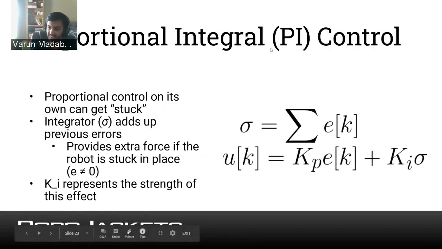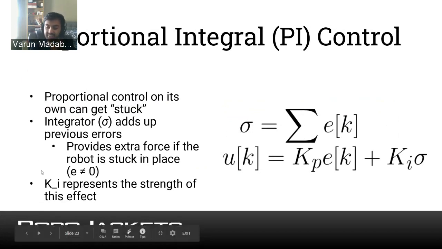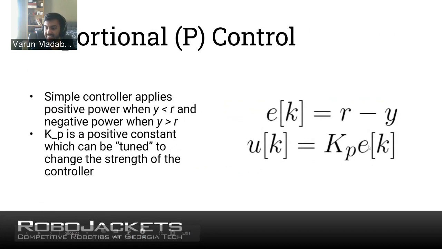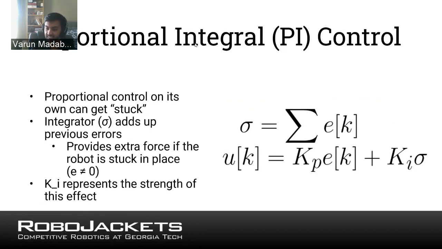So proportional integral control is adding on an extra step to the proportional control. So proportional control on its own can get stuck. For example, if you're really close but not exactly at your goal, E is going to be very small, Kp times E will be very small, and then U will be very small. And the end result of this is that your robot just won't have enough strength to overcome any loads when the load is applied while you're very close to the goal.